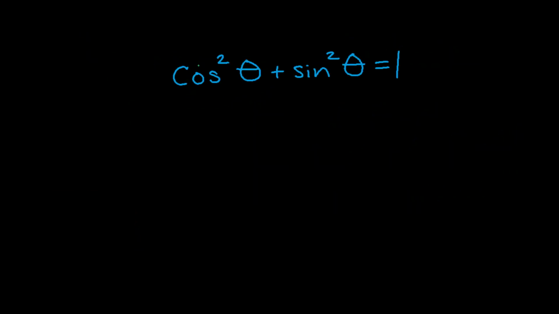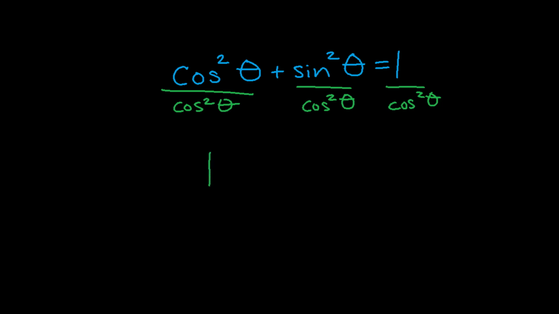Using this main identity, we can divide every term by cosine squared theta to arrive at another identity. Cosine squared theta divided by cosine squared theta equals 1. Sine divided by cosine is tangent, so sine squared divided by cosine squared theta is tangent squared theta. And since 1 over cosine is secant, 1 over cosine squared theta is secant squared theta. This is the second of our three main Pythagorean identities.